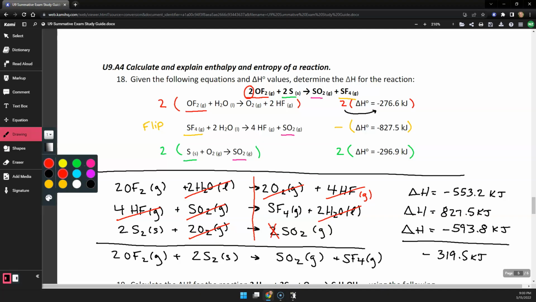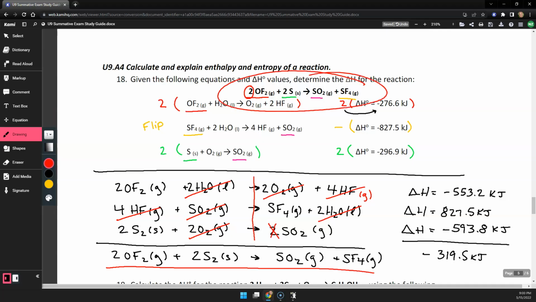Okay, I want to just point something out. This equation right here matches with the original equation that we had right here. That's how you know that you did this correct. So our answer is actually this, because the question says determine the delta H value. So we want to add up the 3 delta H values for the smaller equations that we needed to get our larger equation.